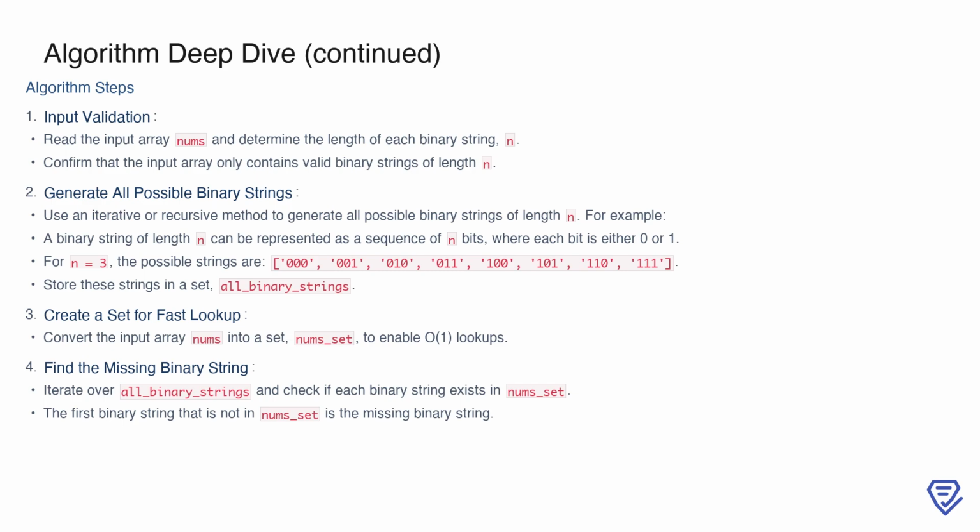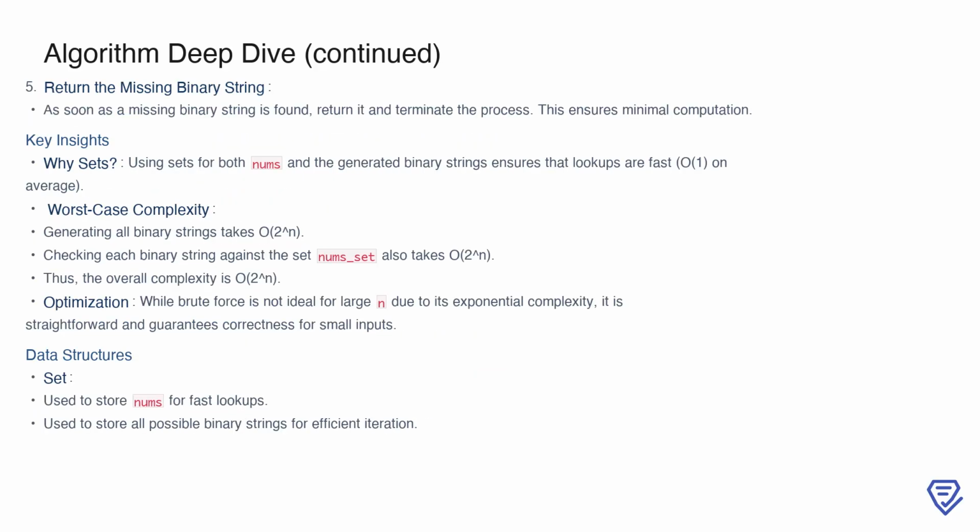With these two sets in place, the algorithm searches for the missing binary string by iterating over all_binary_strings and checking whether each string exists in nums_set. The first string that is absent from nums_set is the one we return as the solution. Once a missing binary string is identified, we immediately return it and terminate the process. This ensures that the algorithm minimizes unnecessary computation. Using sets for both nums and the generated binary strings is important because it allows for fast lookups, which significantly improves the efficiency of the algorithm.